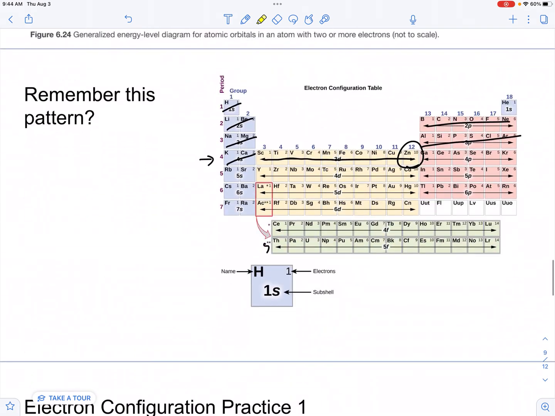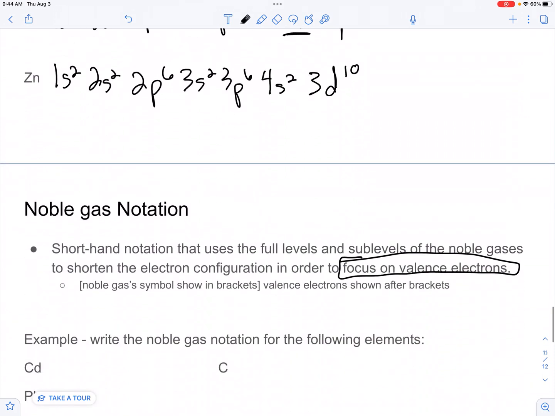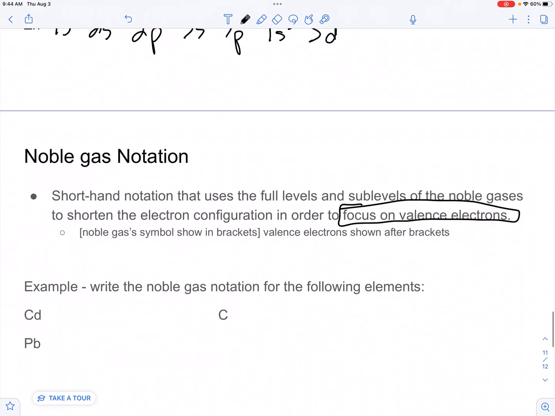So the noble gases, of course, are the last group, group 18. We call them noble gases because they tend not to bond. Some of them can bond, especially if they have electrons in the d orbitals, but they are the most stable configurations, and so we use them as a reference for all the other configurations. For the noble gas configuration, we put the noble gas symbol in brackets and then put the valence electrons after the brackets.